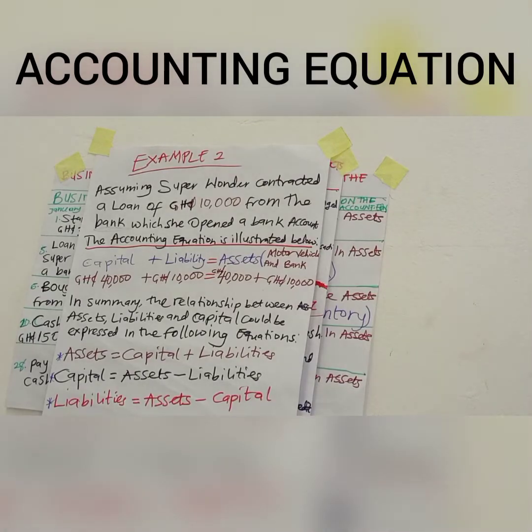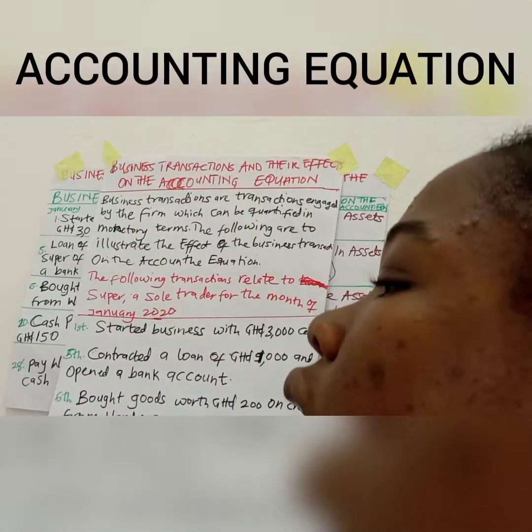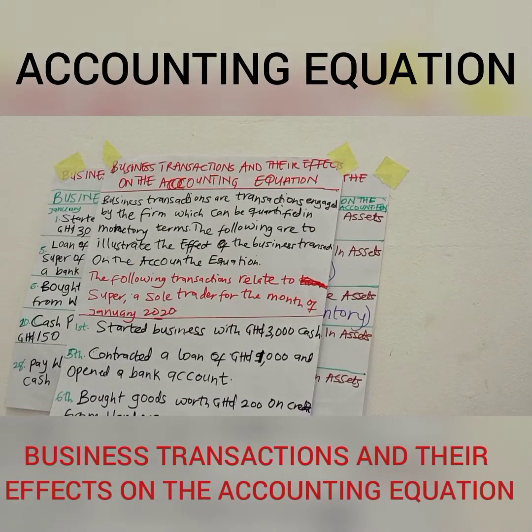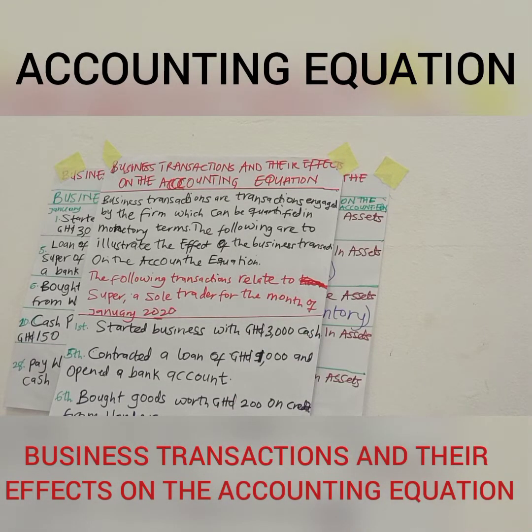So let's explain how business transactions will affect these accounting equations we've spoken about. So what is a business transaction? A business transaction is a transaction engaged by the firm which can be quantified in monetary terms.